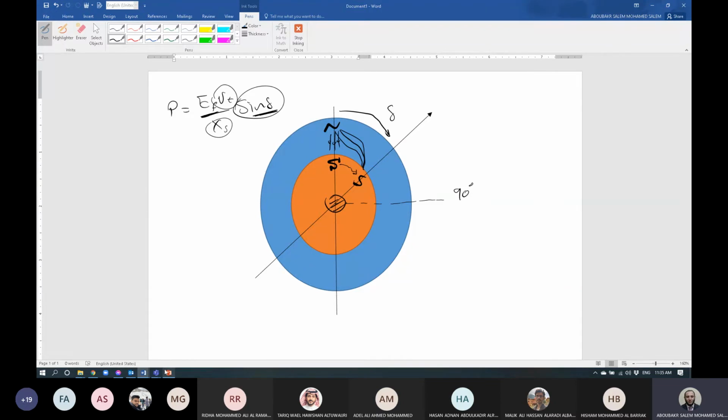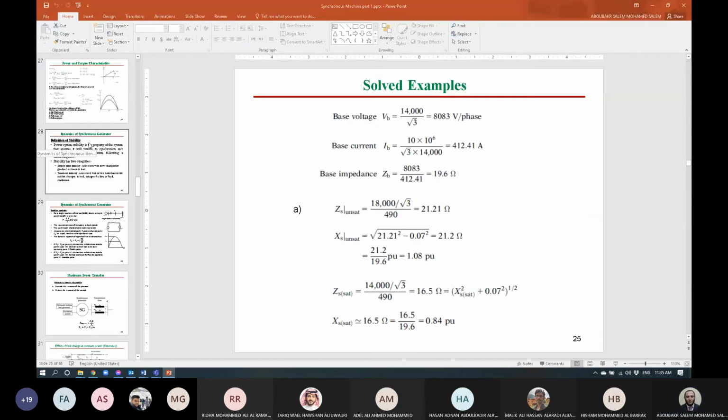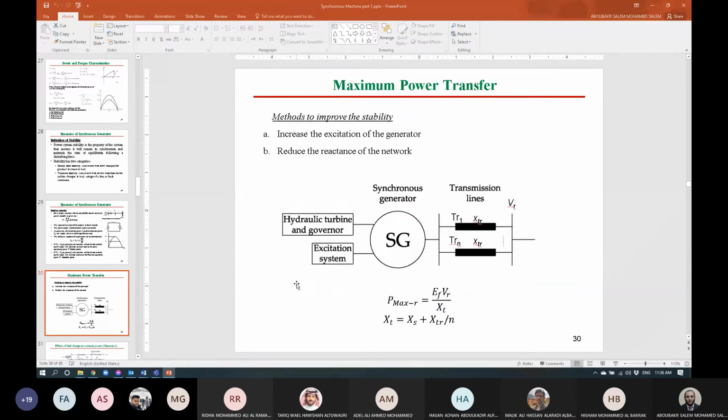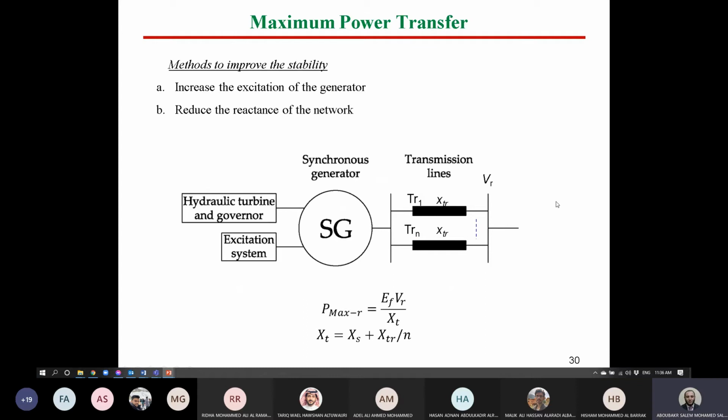Right, let's see again. So we can control delta by increasing the flux. So here we can say that methods to improve the stability of the machine is to increase the excitation of the generator. Okay. Another way is to reduce the reactance. But how can we reduce the reactance?